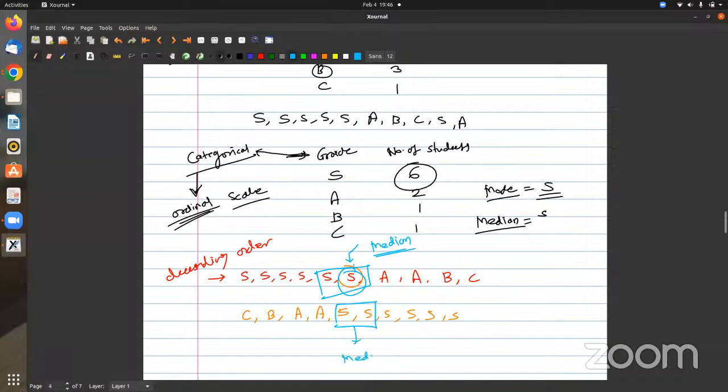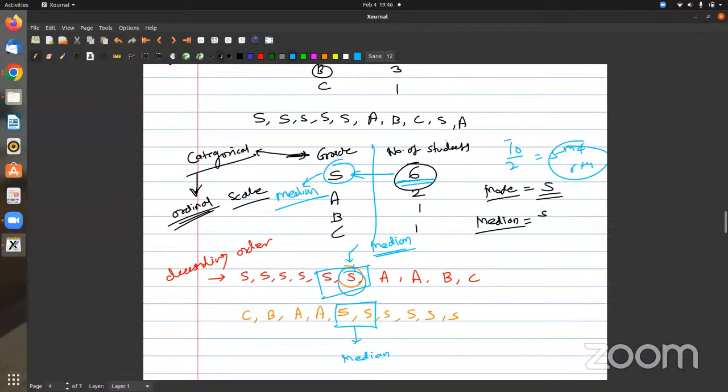Here is the median. This median can easily be seen from this table itself. Out of 10, if you divide by 2, I should have the 5th and 6th values, right? The 5th and 6th values both are coming here. So that means S is my median. I can also have more than one median.